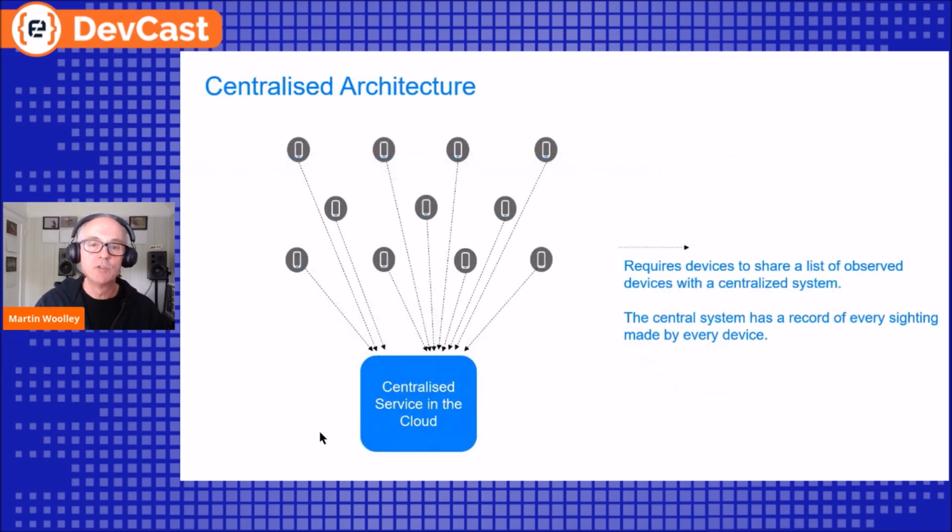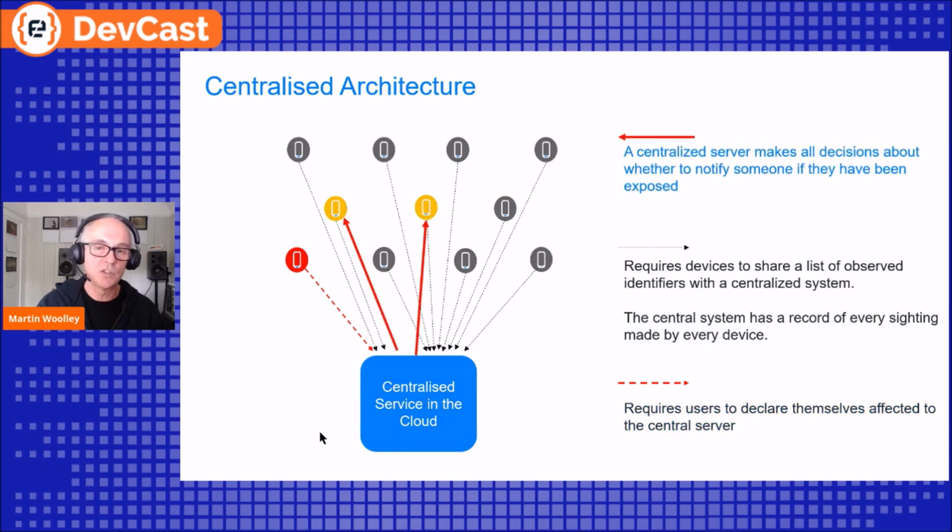Now, the centralized architecture is built around a cloud-based service run by a government public health authority. Devices detect encounters with other devices by receiving device IDs in Bluetooth advertising packets, and they report details of every device they encounter to the central server, which accumulates a large database of every sighting made by every device. Now, COVID-affected users must declare their status to the server, and the central server then evaluates its database and makes all of the decisions about which users to notify if it seems that they may have been exposed to an affected user.